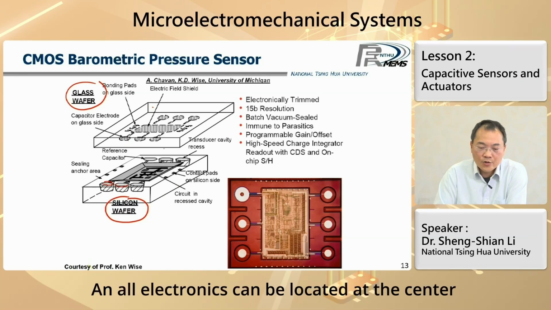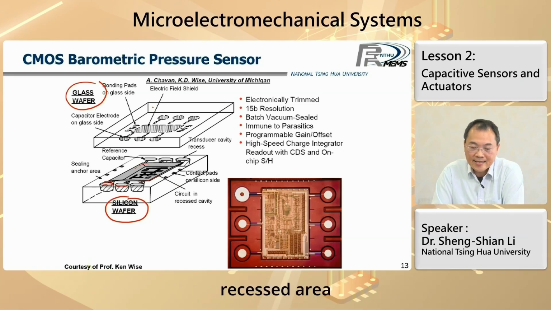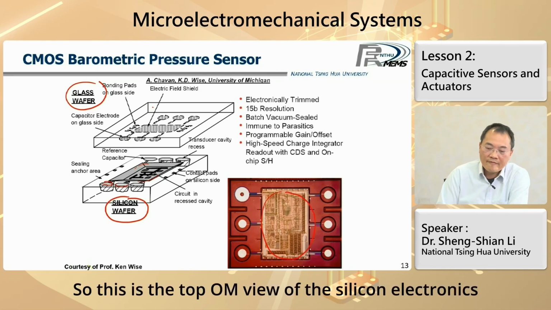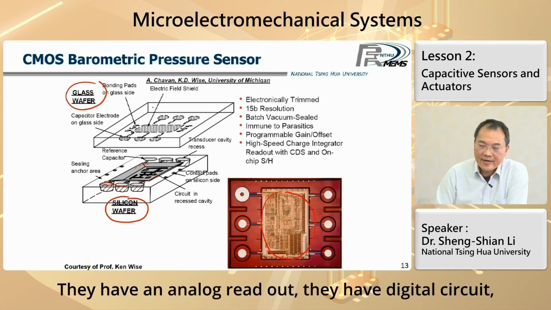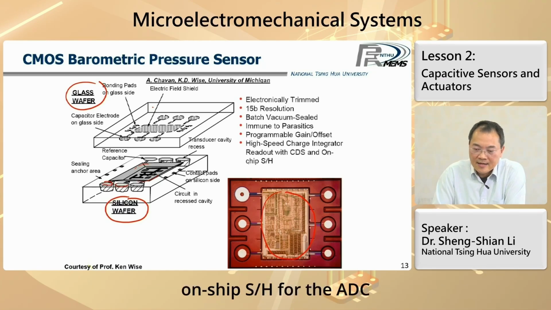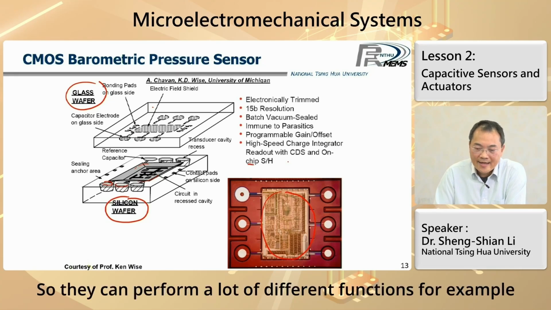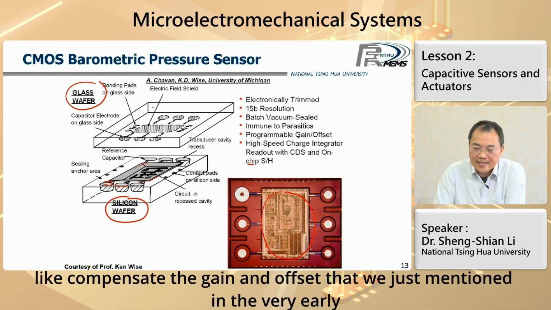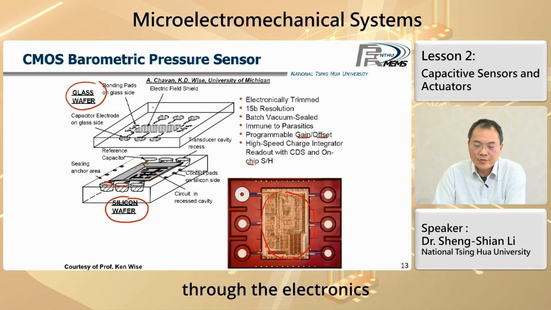All electronics can be located at the center recess area, shown right here. This is the top view of the silicon electronics. They have the analog readout, the digital circuit, and the on-chip sample and hold for the ADC. So they can perform a lot of different functions, for example, compensating the gain and offset that we mentioned very early on, through the electronics.